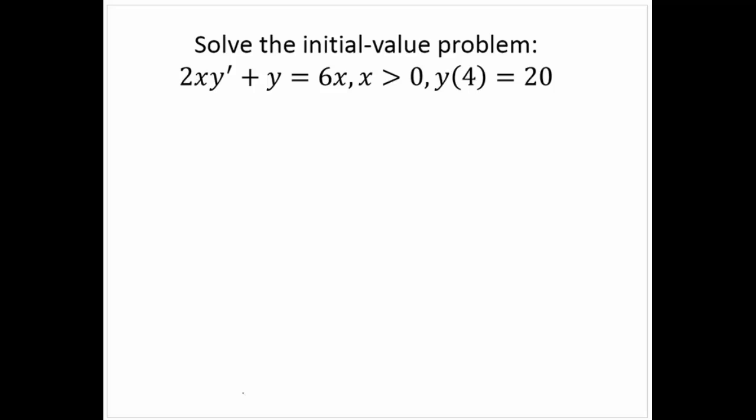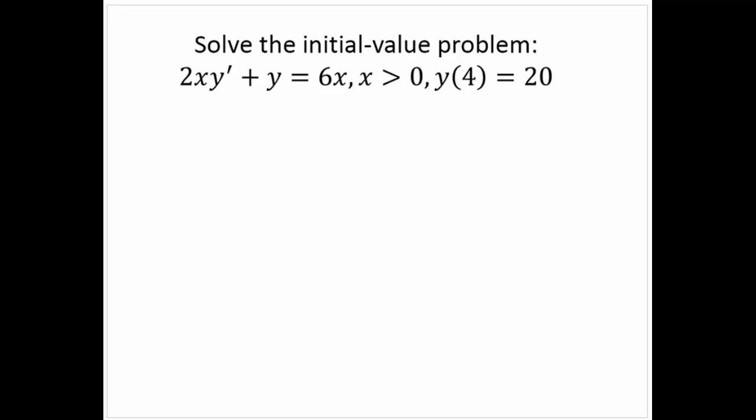Solve the initial value problem. 2xy prime plus y is equal to 6x, where x is positive and y of 4 is 20. All right, so remember, to solve an initial value problem, we basically just solve the differential equation, and then we substitute the initial value to find the specific value of the constant of integration.